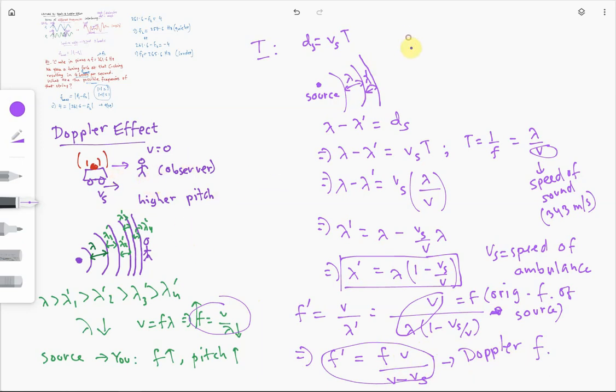So this, what we talked about, is the source moving toward an observer.